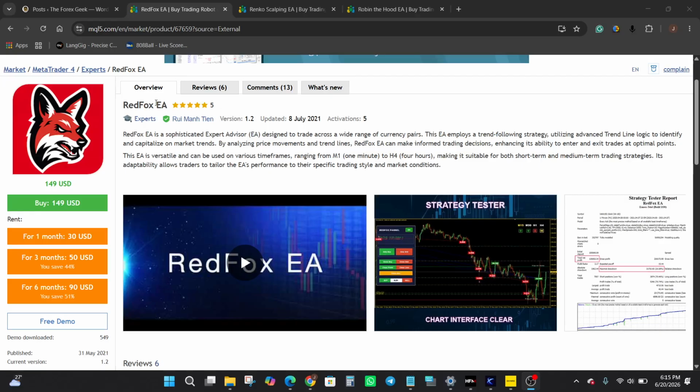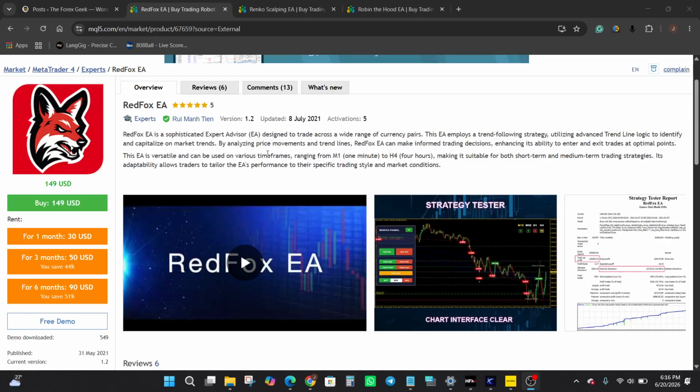So starting here on the marketplace page, we can see that RedFox EA is available for a purchase price of 149 US dollars. Now, there are also rental options available, including 1 month going for 30 US dollars, 3 months going for 50 US dollars, and 6 months going for 90 US dollars. Okay. That gives traders some flexibility if they want to test the EA before making a full purchase decision.